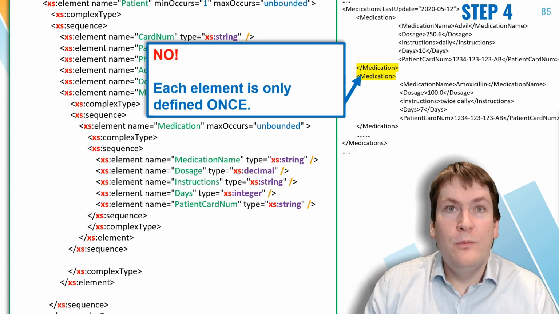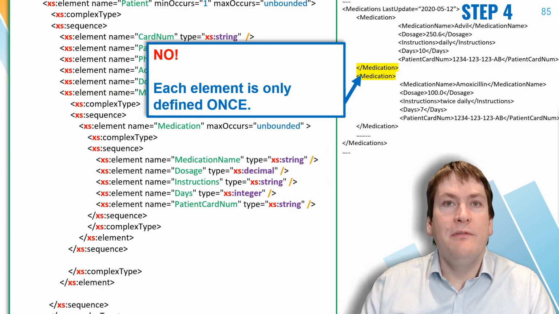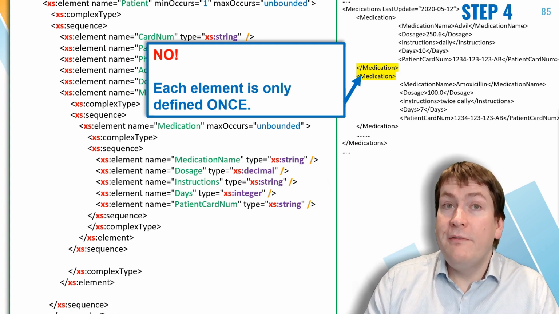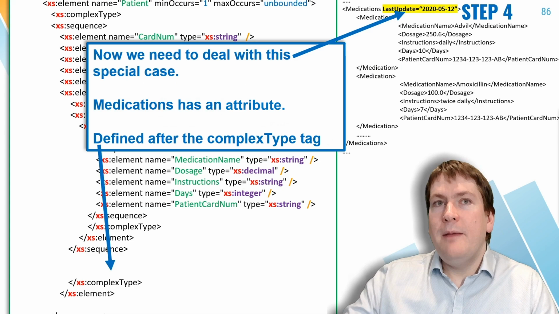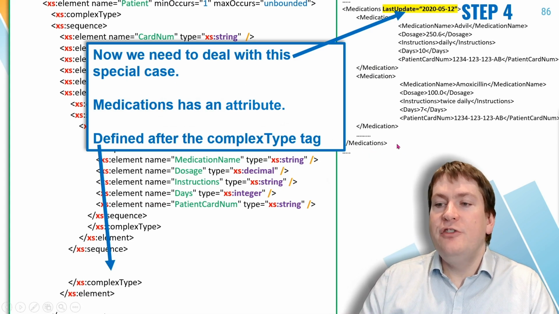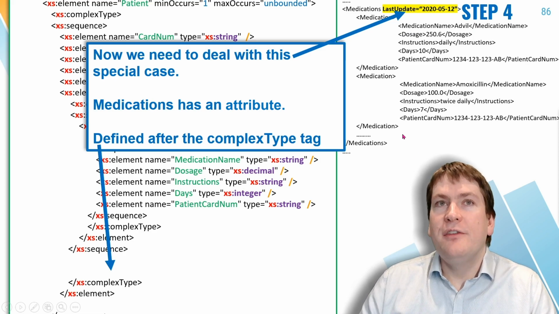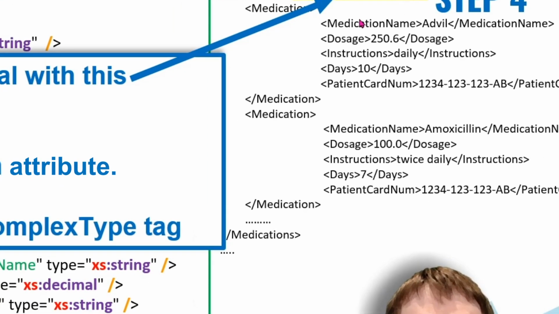So no, we're not going to keep defining them. Instead, we're going to just keep going on at this point for the file until we either get to the end of the medications list or we find another unique tag. So if we kept on going, we'd eventually hit the end of the medications and we should start adding in that special case. Recall that the medication list had an attribute. In this case, it had an attribute named lastUpdate that stores the date the medication list was last updated.